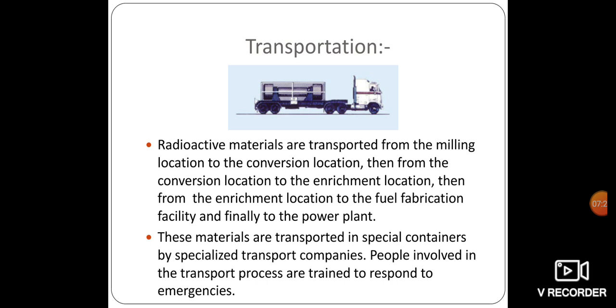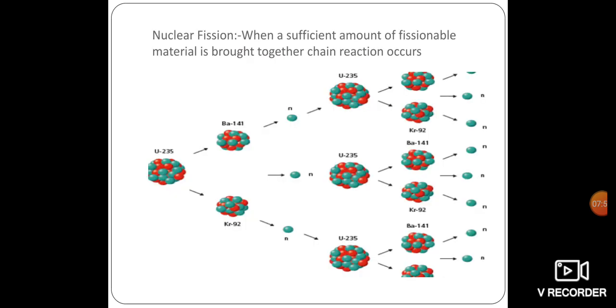Transportation. Radioactive materials are transported from the milling location to the conversion location, then from the conversion location to the enrichment location, then from the enrichment location to the fuel fabrication facility, and finally to the power plant. These materials are transported in special containers by specialized transport companies. People involved in the transport process are trained to respond to emergencies.